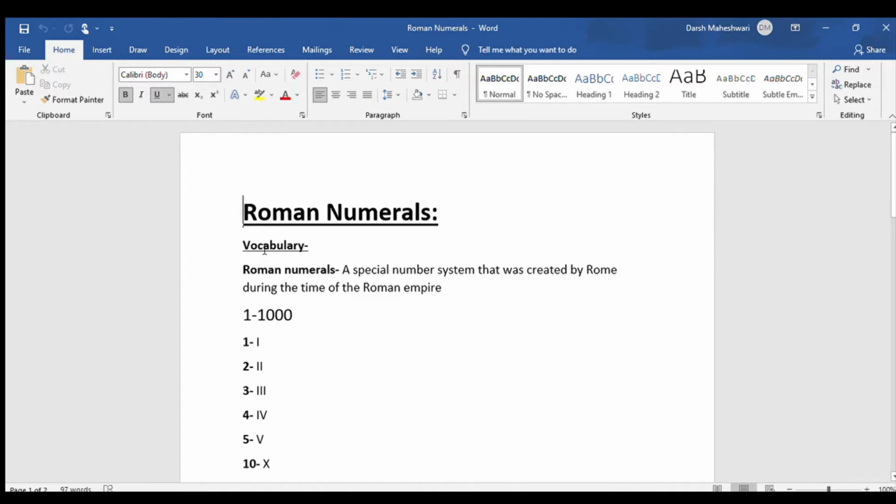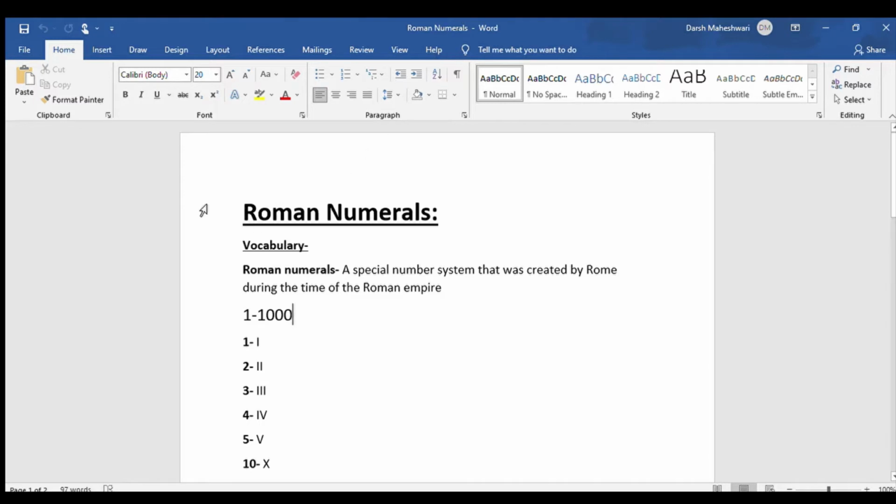But the real vocab word for Roman numerals, the real definition, would be a special number system that was created by Rome during the time of the Roman Empire. So rather than calling it a language, it's a special number system, and the term is Roman numerals. That's why it was created in Rome during the time of the Roman Empire, which means ancient Rome. So in this video, I will be going over the Roman numerals for 1 through 1,000. Obviously not all of them, but the ones that you need to form every number.